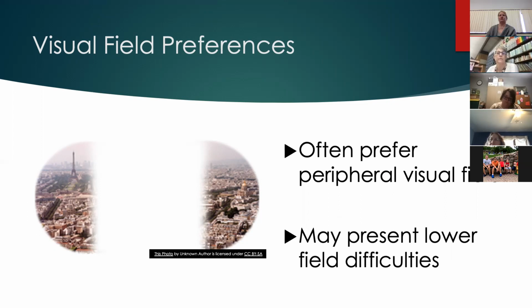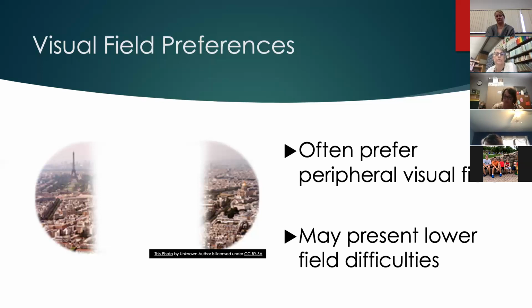Oftentimes a child will prefer a peripheral visual field and they may present with lower field difficulties, so that objects that are below the line of vision, down here. Now there you'll see kids, it might not be that they can't see down there. It might be that there's just neglect of that field. They don't look down there. They don't notice things from down there. And so that can be, again, taught to help those kids recognize objects in the lower field.